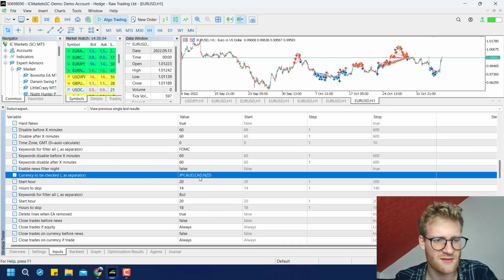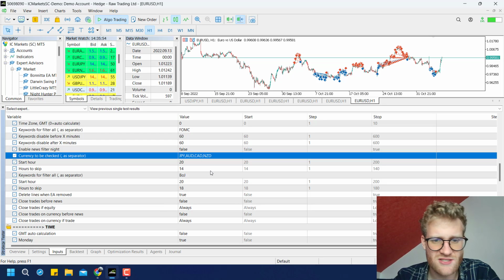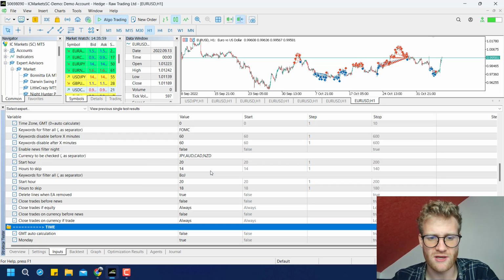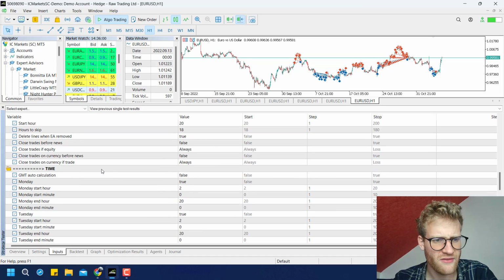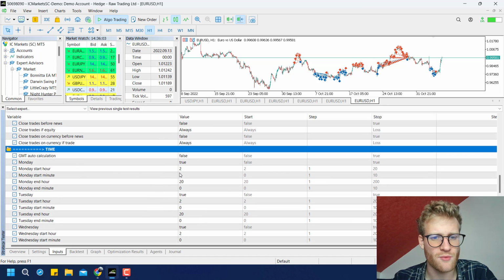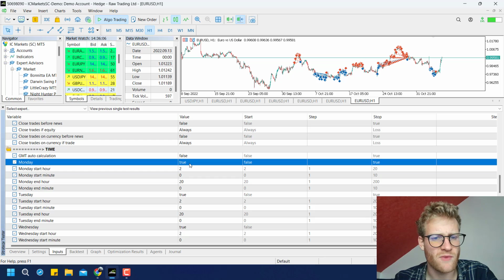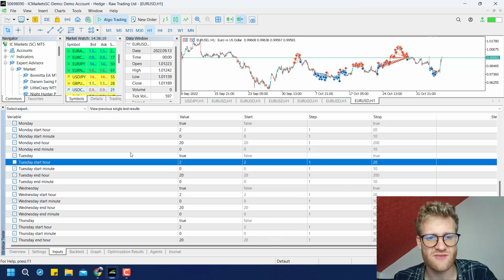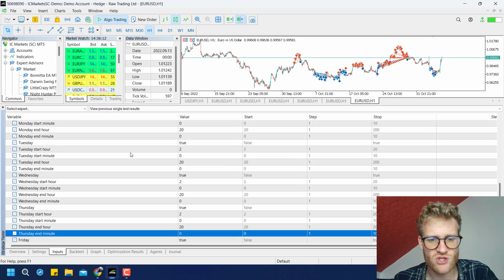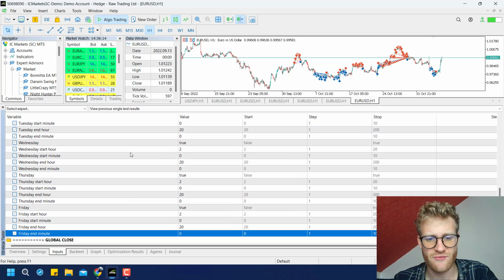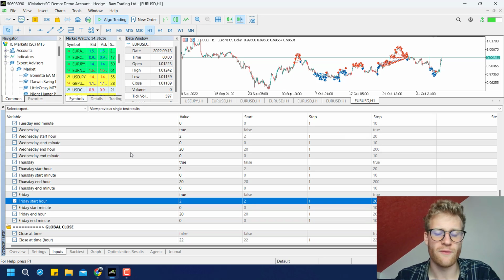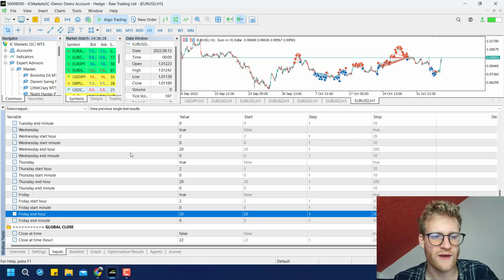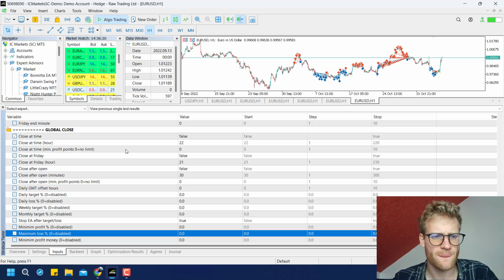And then you can just configure what kind of news you want to filter. Then we have some time filter where we can say what times a day we want to trade, and we can do this for every single weekday. And I will just leave it as it is with the default settings. We trade from 2 o'clock in the morning until 20 o'clock in the evening.